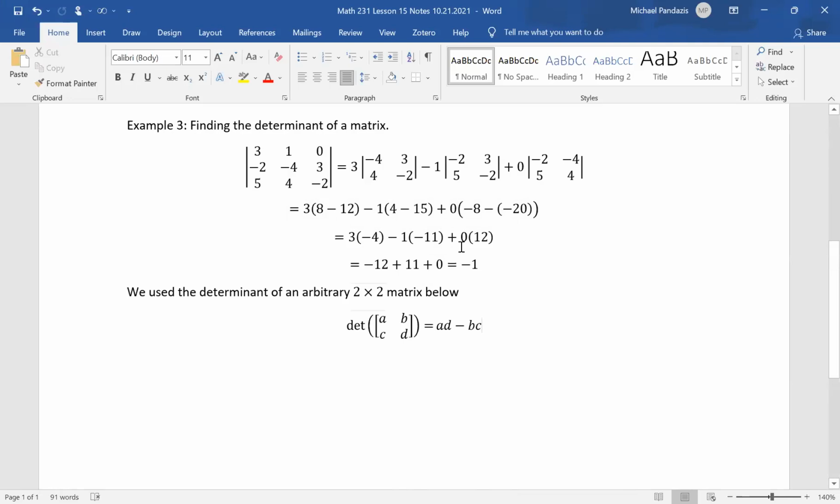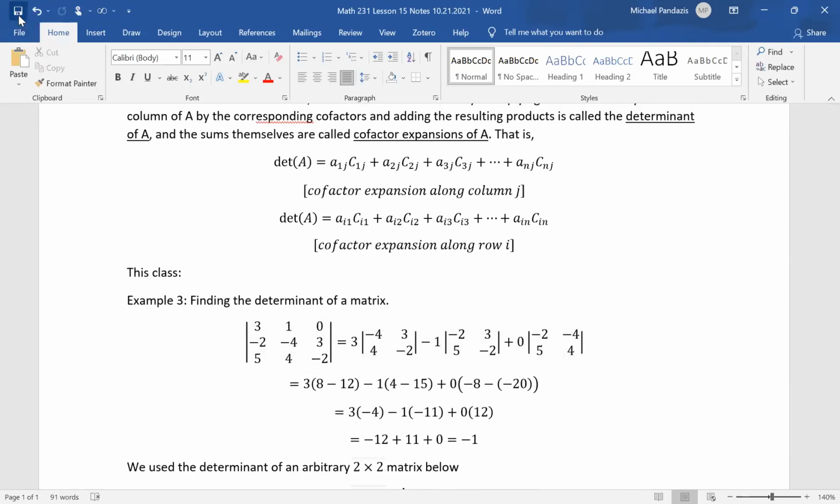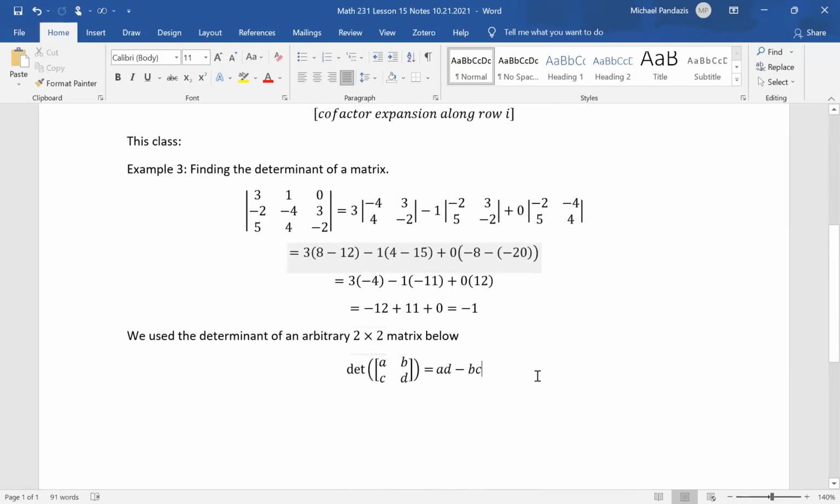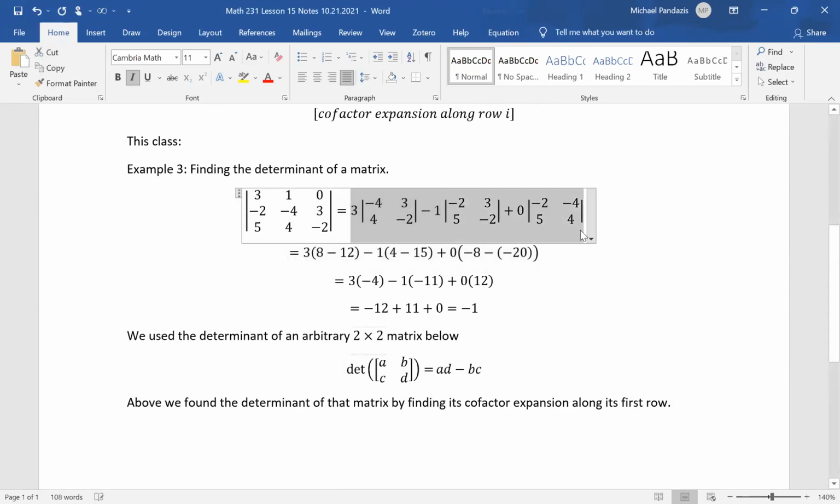Okay, so now that's an example of using the cofactor expansion along the first row of this matrix to find its determinant. So above, we found the determinant of that matrix by finding its cofactor expansion along its first row. The cofactor expansion along the first row is just this expression. This is called the cofactor expansion of that matrix along the first row.